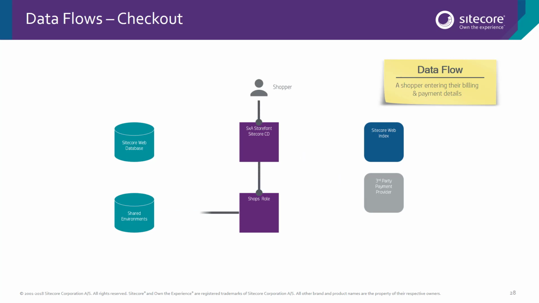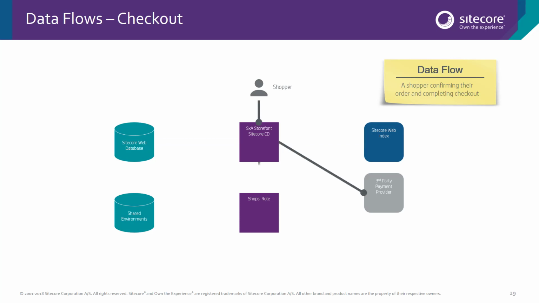The user then enters their billing address, clicks Next, and the billing information is stored against the cart again in the shared environments database. The final step in the checkout process is where the user confirms their order and completes the checkout as a whole. Again, the confirmation page rendering details are loaded from the Sitecore web database using the Sitecore web index.